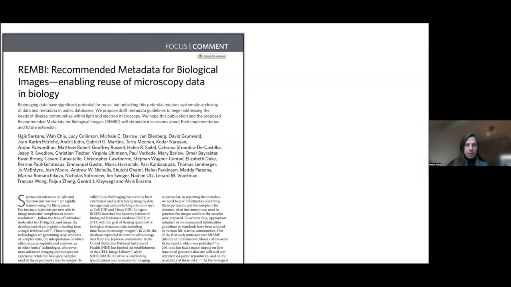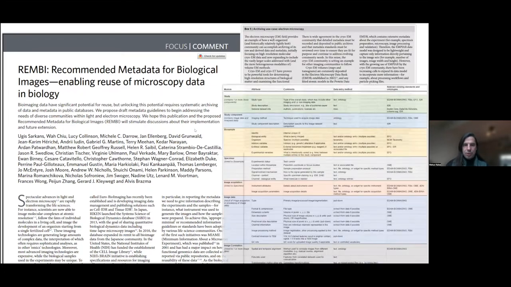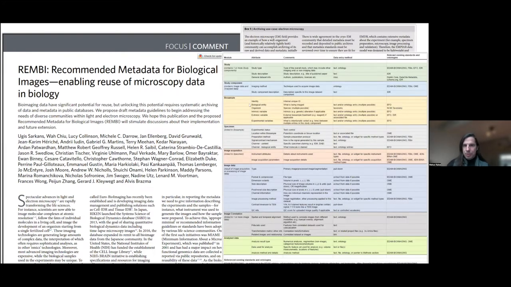An example of EDAM bioimaging being useful for data provenance is mentioned in this white paper about recommending metadata for biological images, where there is some more information. I will not go into much detail, but this table that you probably cannot read on Zoom lists the different kinds of metadata that need to be recorded for biological images. And then in the last column, it says what kind of ontologies can be used for that. And EDAM bioimaging is useful in quite many of those fields.